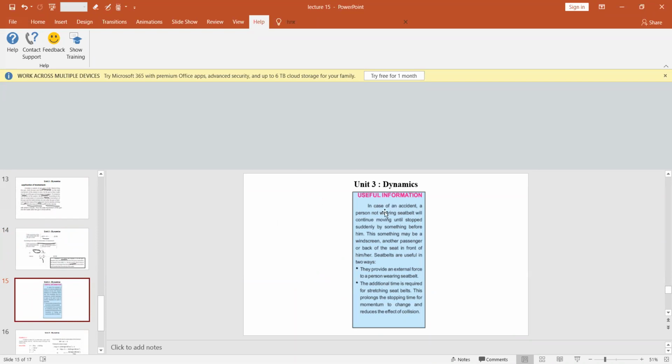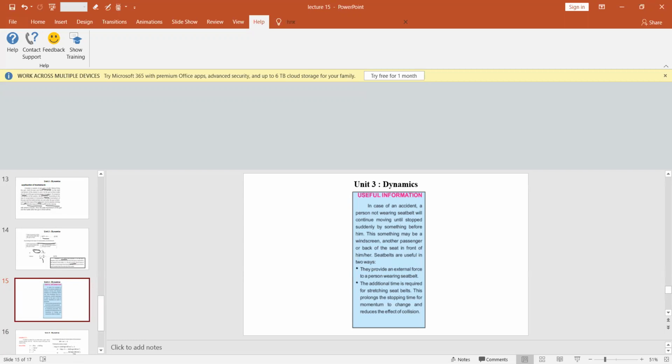In case of an accident, a person who is not wearing a seat belt will continue moving until stopped suddenly by something in front of him. This something may be a windscreen, another passenger, or the back of the seat in front of him or her. Seat belts are useful in two ways. When a driver is not wearing the seat belt, he moves forward and stops with the help of the steering wheel or windscreen or some person, right?